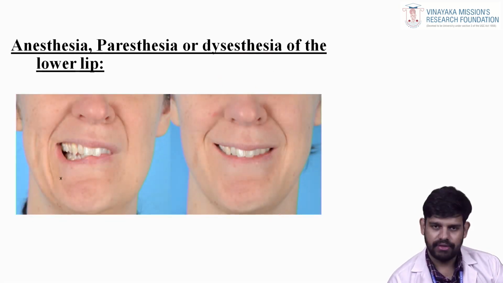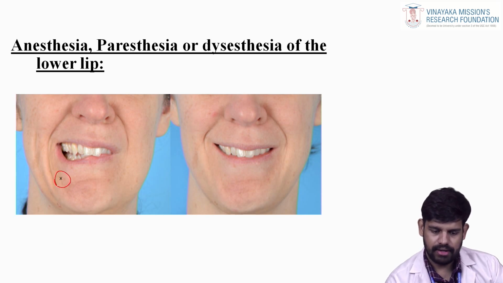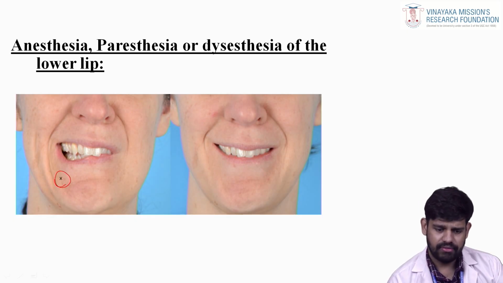Paresthesia: if any fracture line traverses the mandibular canal, it leads to injury to the inferior alveolar nerve, causing paresthesia in the lower lip region. Here you can see the area marked as paresthesia, because of the inferior alveolar nerve getting severed due to the mandibular fracture.